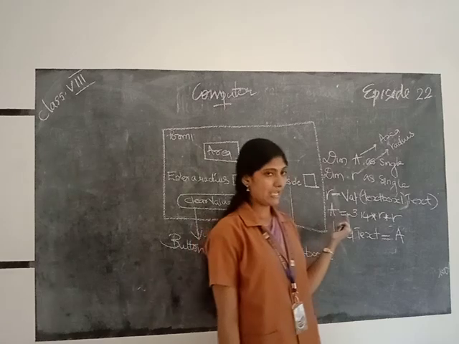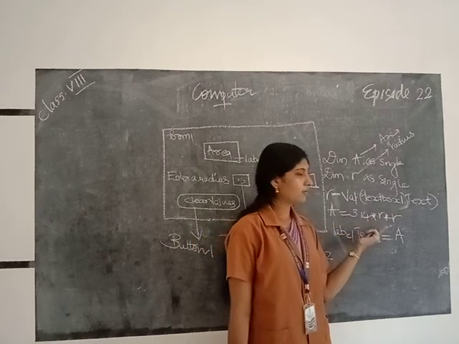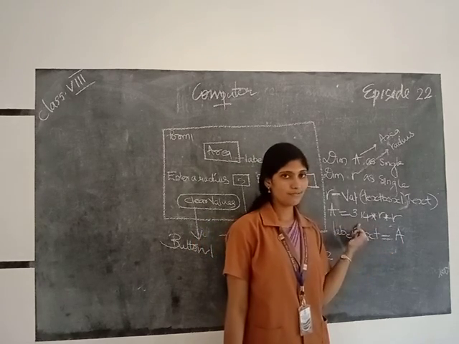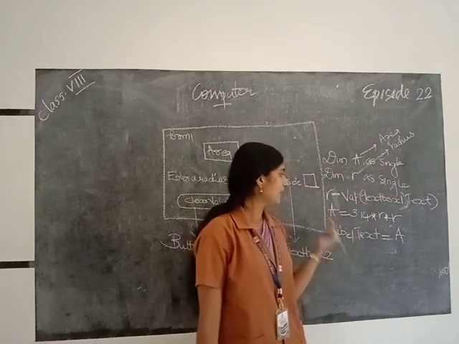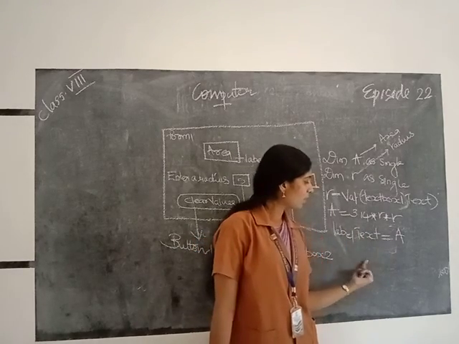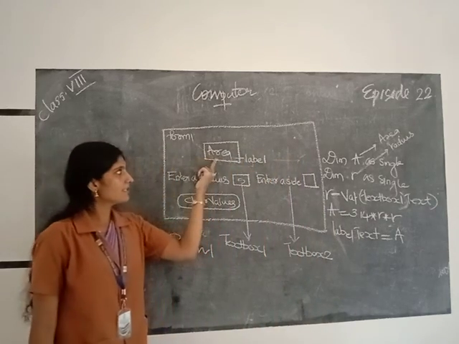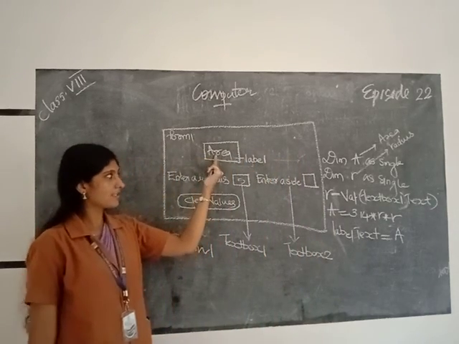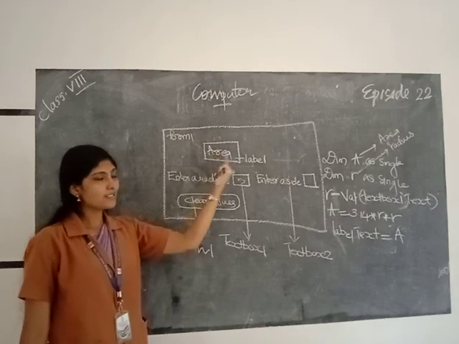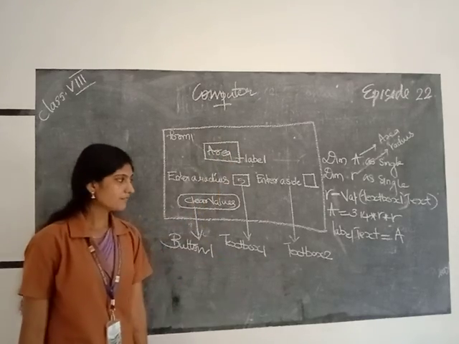Then find out the area. A is equal to 3.14 into R into R, the area of the circle, and then this area will be copied into Label1.Text. Label1.Text means here is the label. So the area will be displayed in this box.